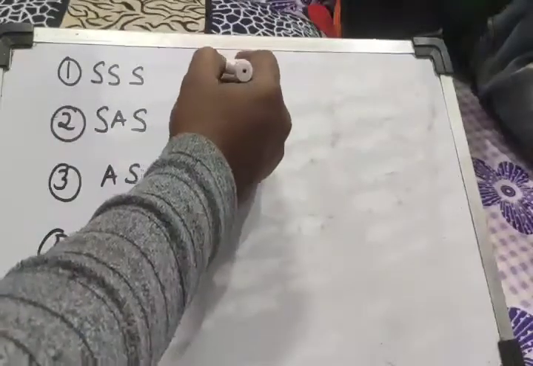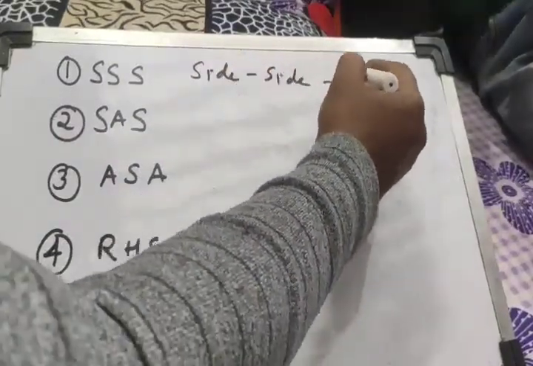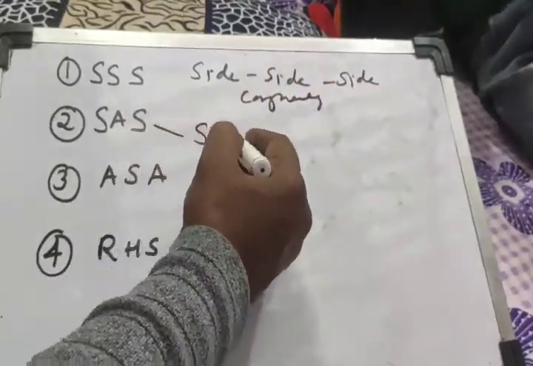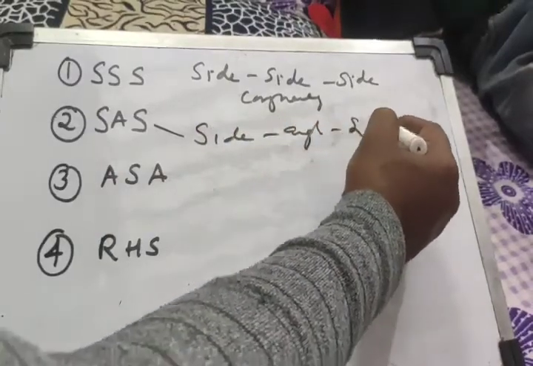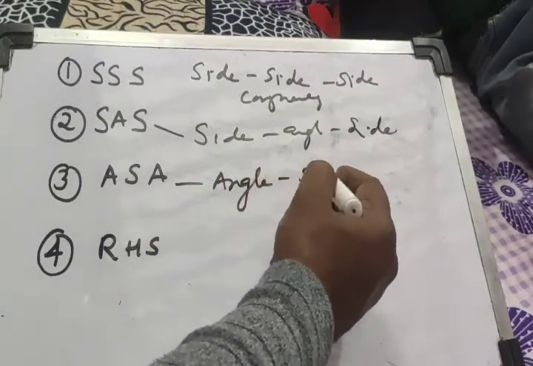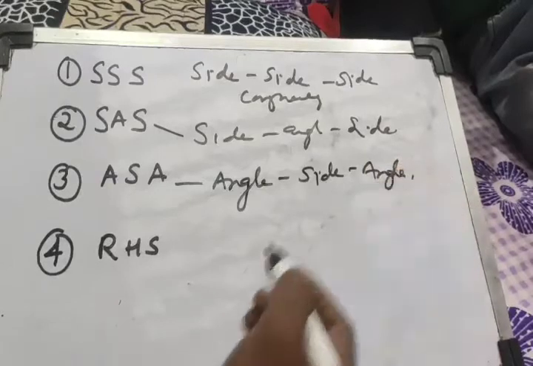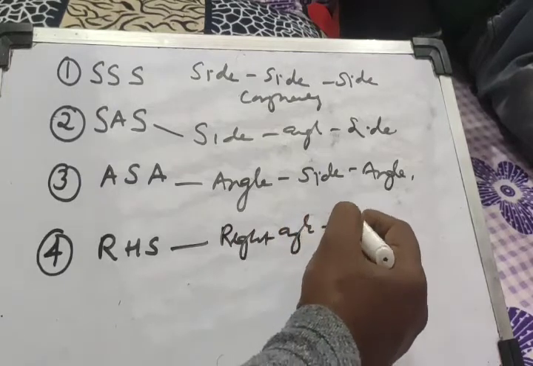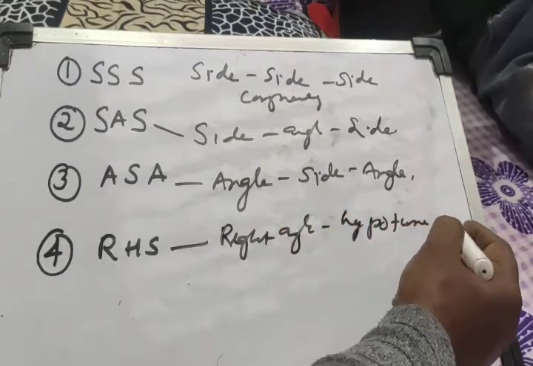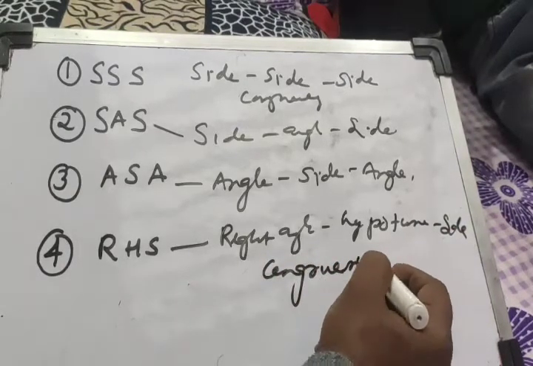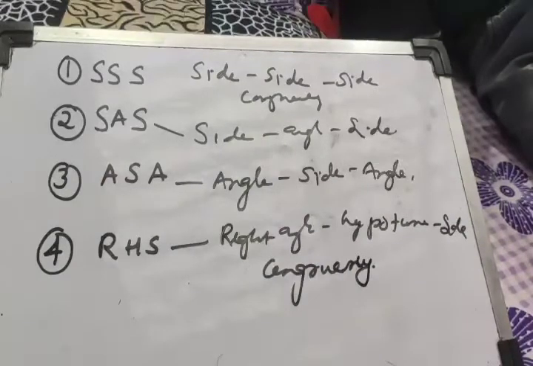SSS means side side side congruency. SAS means side angle side congruency. ASA means angle side angle congruency, and RHS means right angle, hypotenuse and side congruency. One by one we are going to discuss this: SSS condition, SAS condition, ASA condition, and RHS condition.